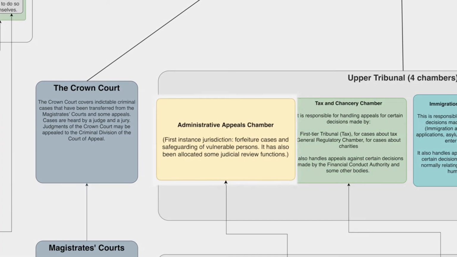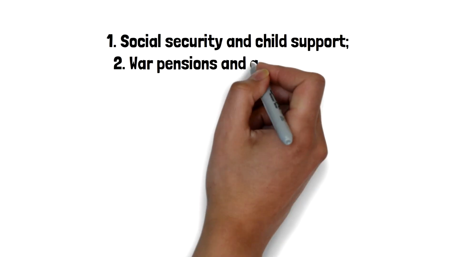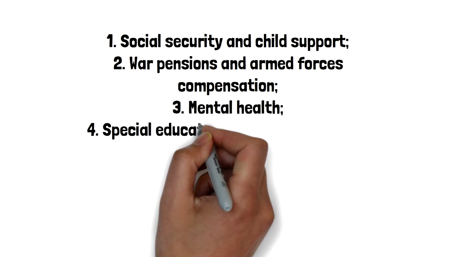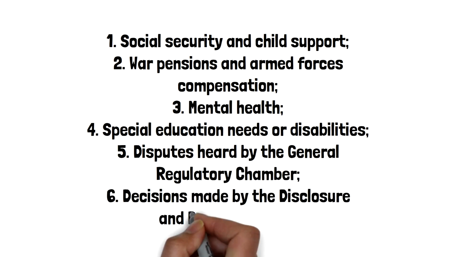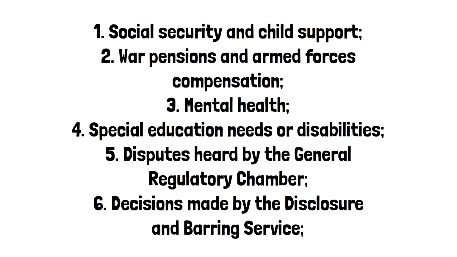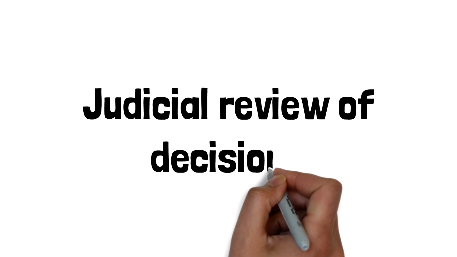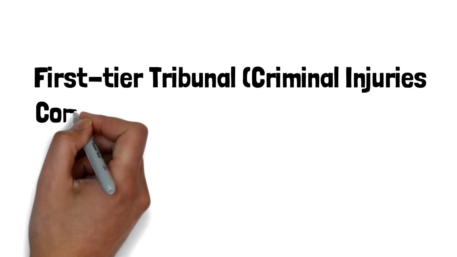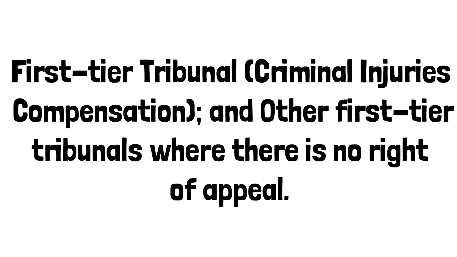The Upper Tribunal Administrative Appeals Chamber. It is responsible for dealing with appeals against decisions made by certain lower tribunals and organisations, including Social Security and child support, war pensions and armed forces compensation, mental health, special educational needs or disabilities, disputes heard by the General Regulatory Chamber, decisions made by the Disclosure and Barring Service. The Upper Tribunal Administrative Appeals Chamber also handles applications for judicial review of decisions made by the First-tier Tribunal criminal injuries compensation and other First-tier Tribunals where there is no other right of appeal.